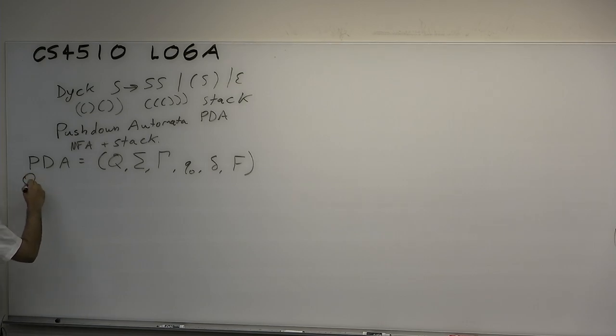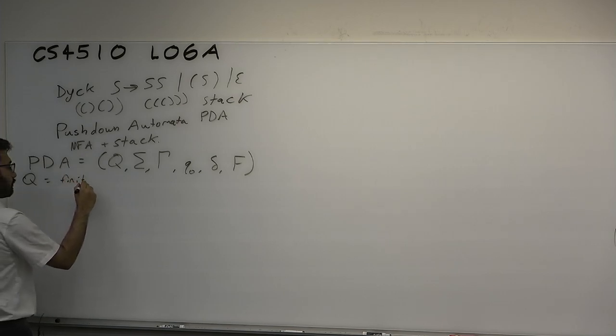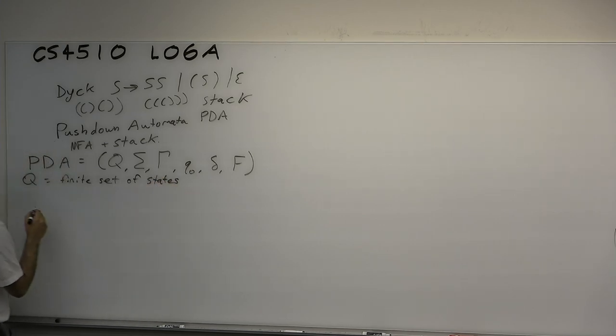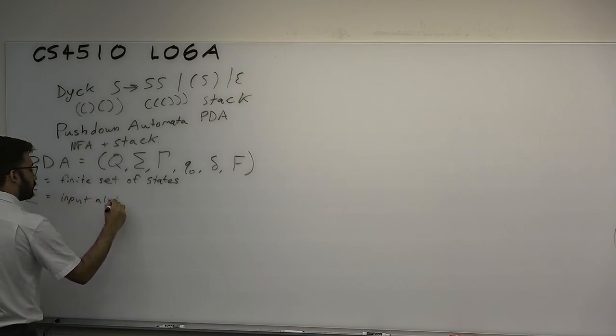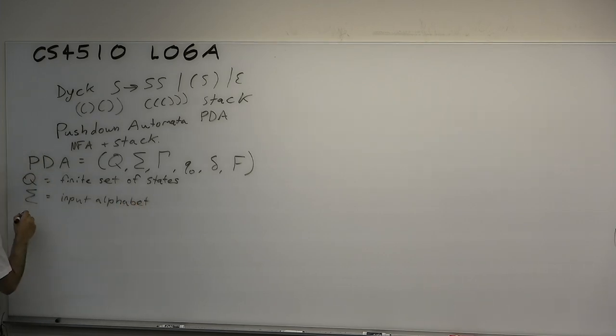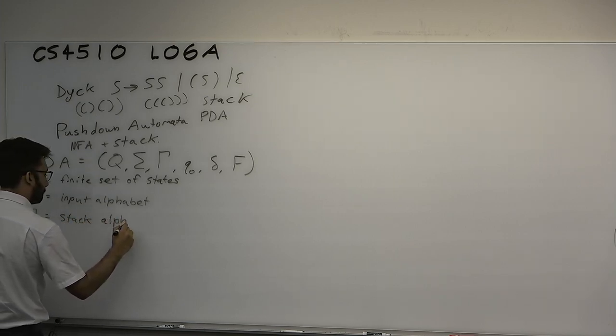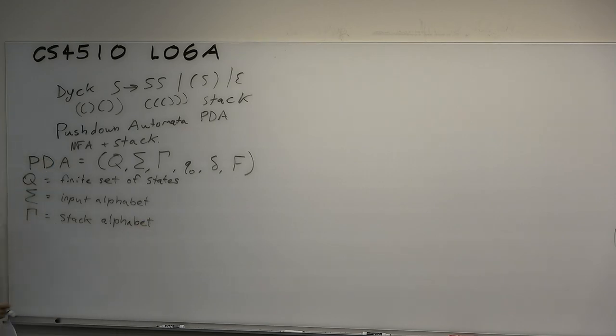Q is, of course, the finite set of states. Sigma is what's called the input alphabet. This is to distinguish it from gamma, which is known as the stack alphabet. So there are two alphabets now. There's a sigma alphabet, which is like a, b or 0, 1. Gamma is what's called the stack alphabet. The input alphabet is the set of symbols that appear in the input that you read. The stack alphabet is the set of symbols you can read or write to the stack.